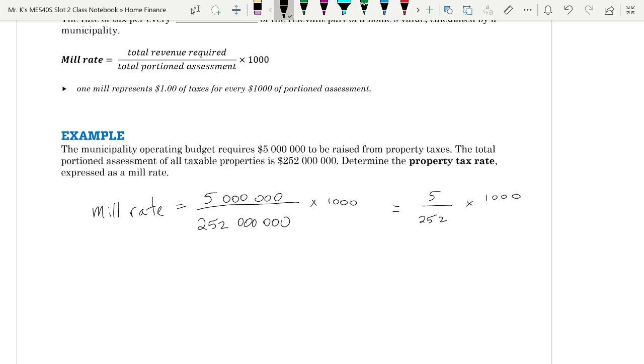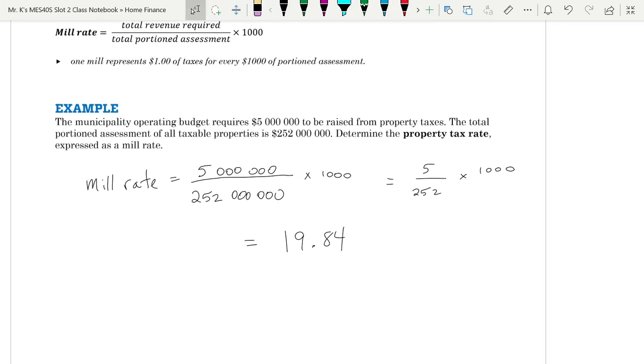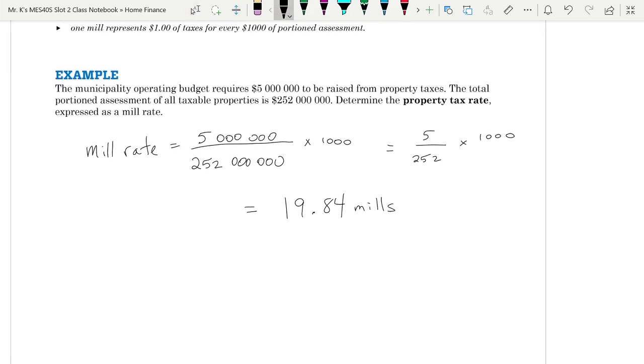And when you do that, you get 19.84. Now, that's not money. I mean, it is and it isn't. It's not dollars. It's dollars per every $1,000 of property. We actually call it mils. It's 19.84 mils.